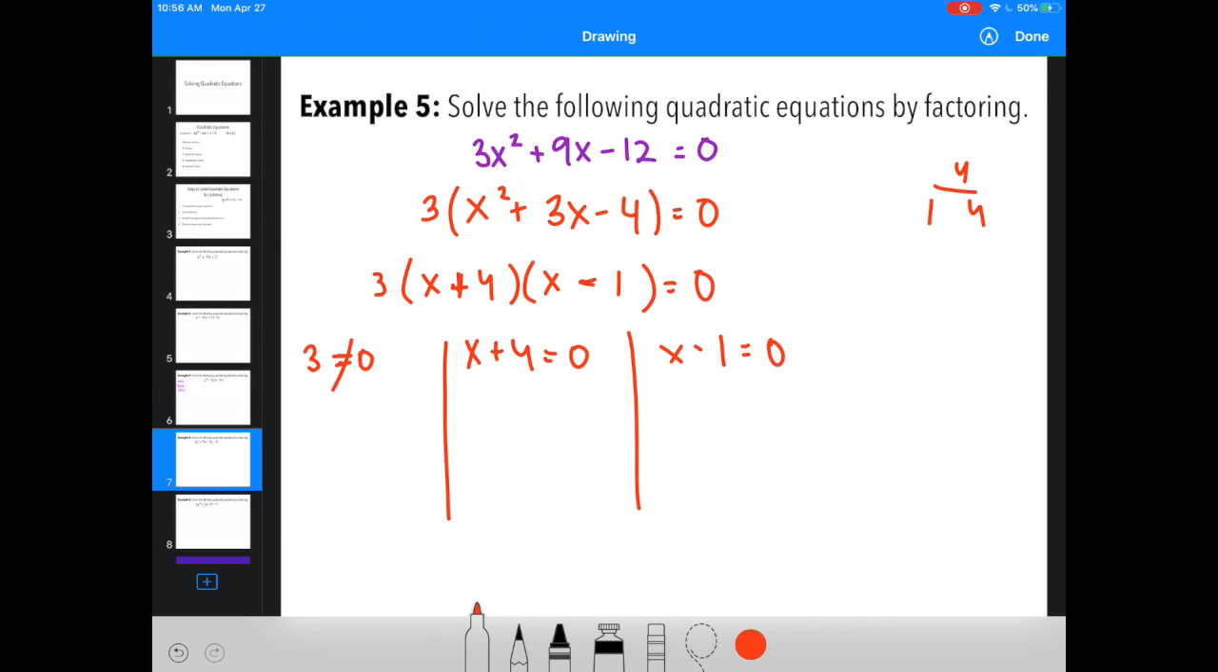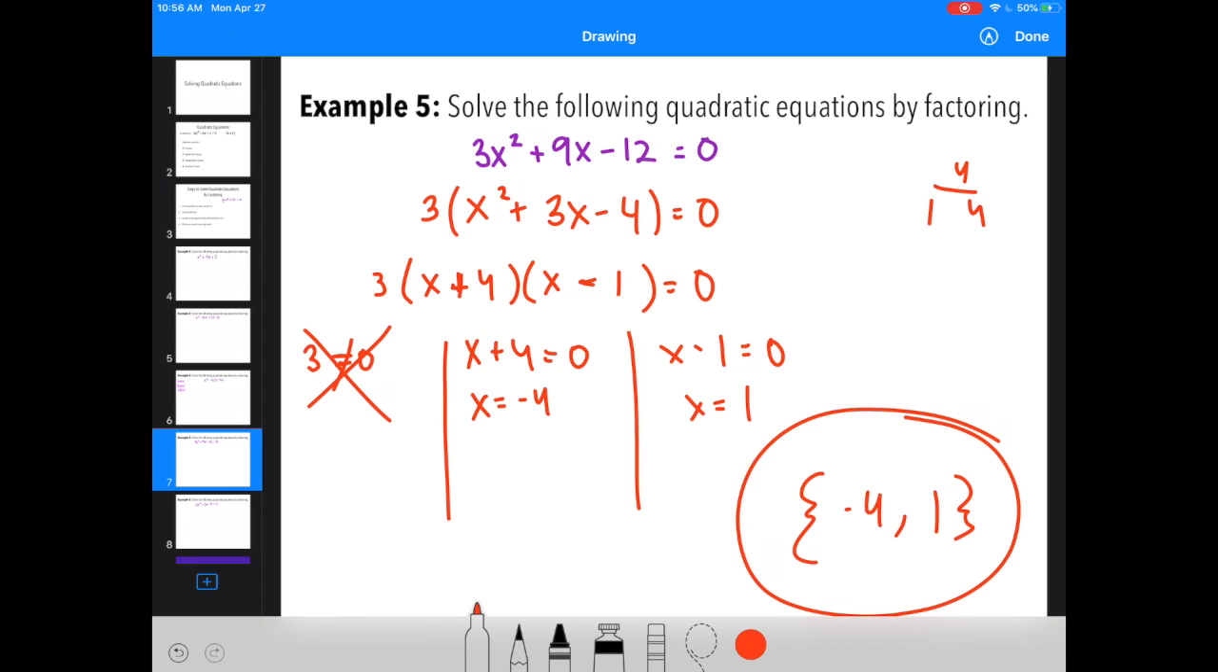Well, first off, 3 does not equal 0. So we x that out and we don't even acknowledge it. It's kind of like we factor it out and we just let it fly. And I solve for the rest of my x's. So x is going to be equal to negative 4 and x is going to be equal to positive 1. So my answer is negative 4, comma 1. So if you do have that greatest common factor, you'll factor it out and then you just kind of forget about it because you're really just wanting to solve for x.